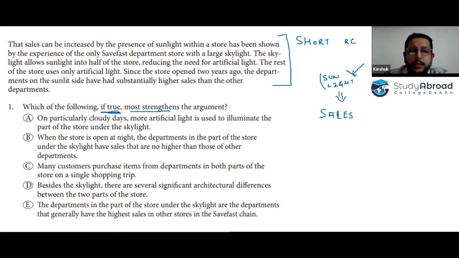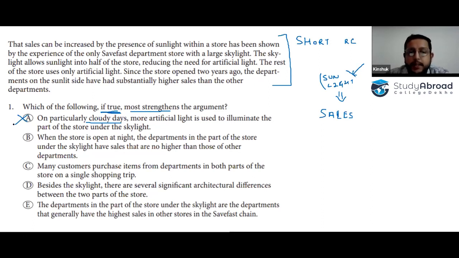So now the answer choice says, on particularly cloudy days, more artificial light is used to illuminate the part of the store under the skylight. If you pay attention, this answer choice is concerned with what happens on a cloudy day, right? We don't know if on a cloudy day the sales are increasing or decreasing with the increase of artificial light. So this answer choice has no implication on the author's argument. So we are going to eliminate answer choice A.